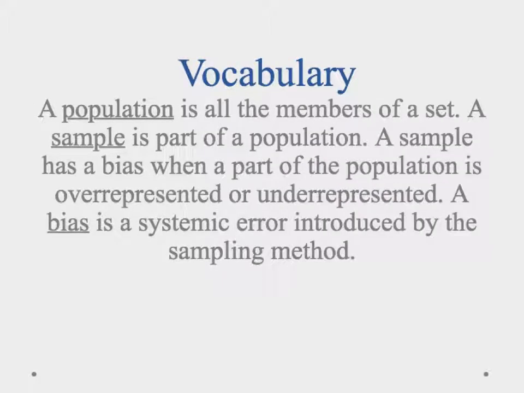So a population is all the members of a set, and a sample is a part of that population. A sample has a bias when a part of the population is overrepresented or underrepresented. A bias is a systemic error introduced by the sampling method.